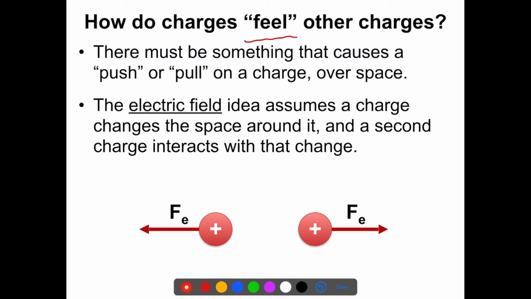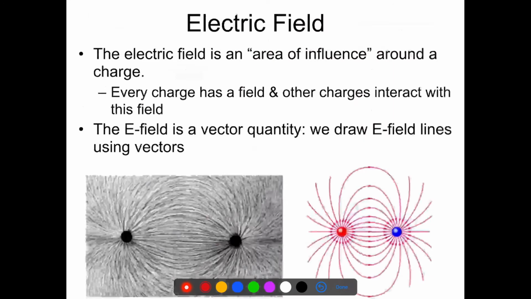So how do these charges feel each other? There must be some sort of push or pull, which we call force, and that push or pull is this electric field. The electric field idea assumes a charge changes the space around it, and a second charge interacts with that space. If you could visualize the electric fields, which is what these pictures are supposed to be showing, there's this area of influence all around the charge. Even though you can't see it, there are these field lines that are there. And every charge has a field, and other charges interact with those fields.